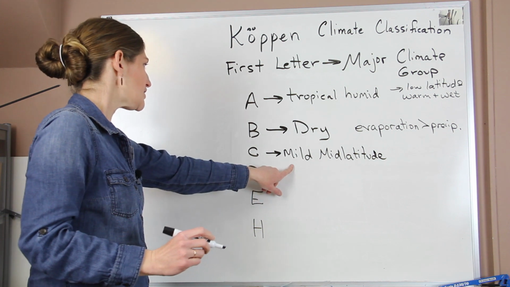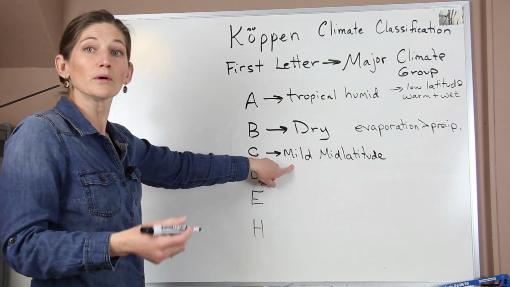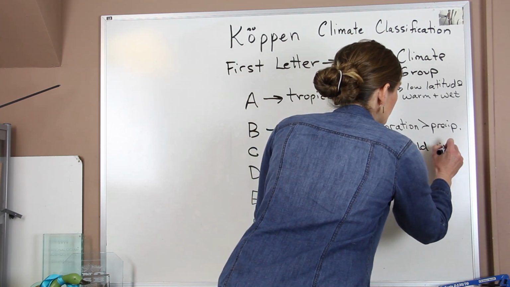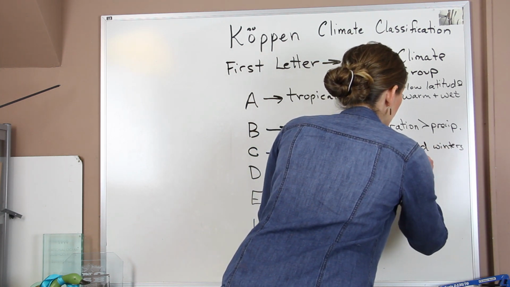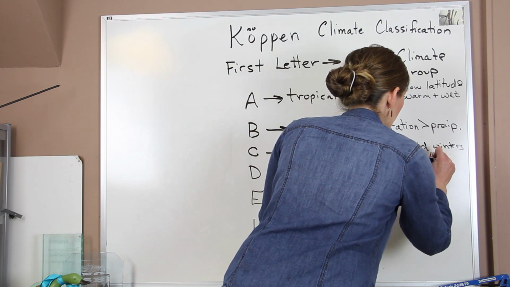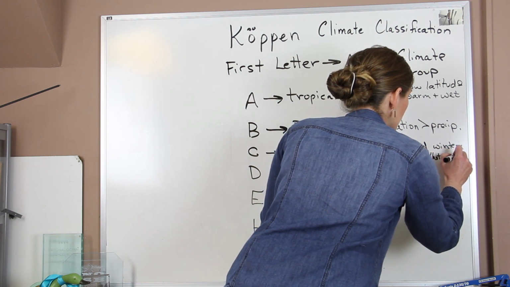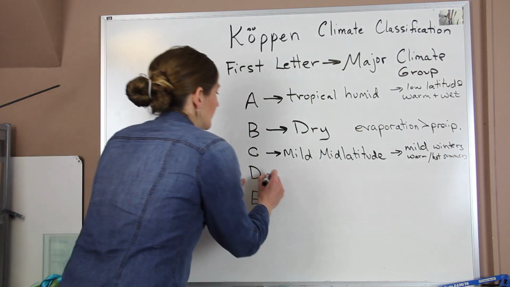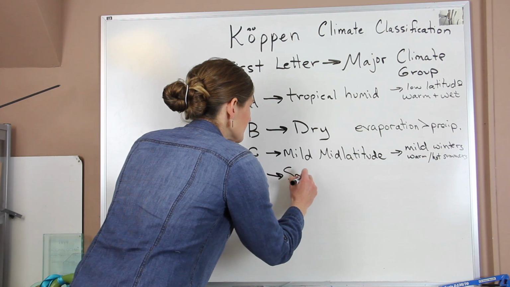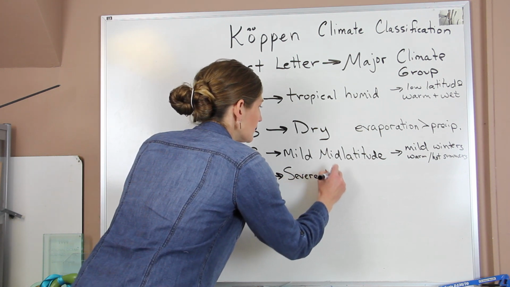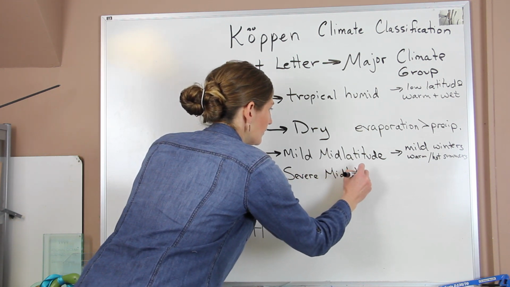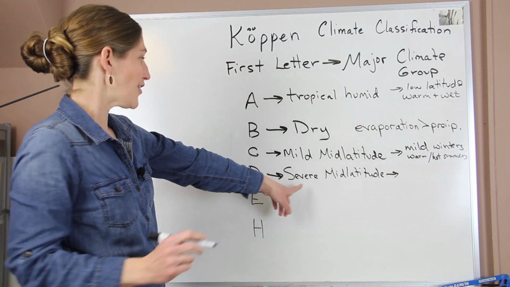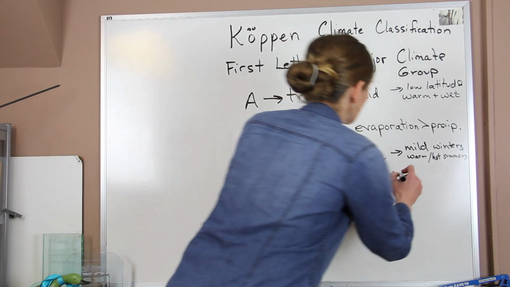Okay, these generally have mild winters and warm or hot summers. So mild winter and then warm or hot summers. Okay, the D, these are also mid-latitude, but these are our severe mid-latitudes. So these are going to have our severe cold winters.